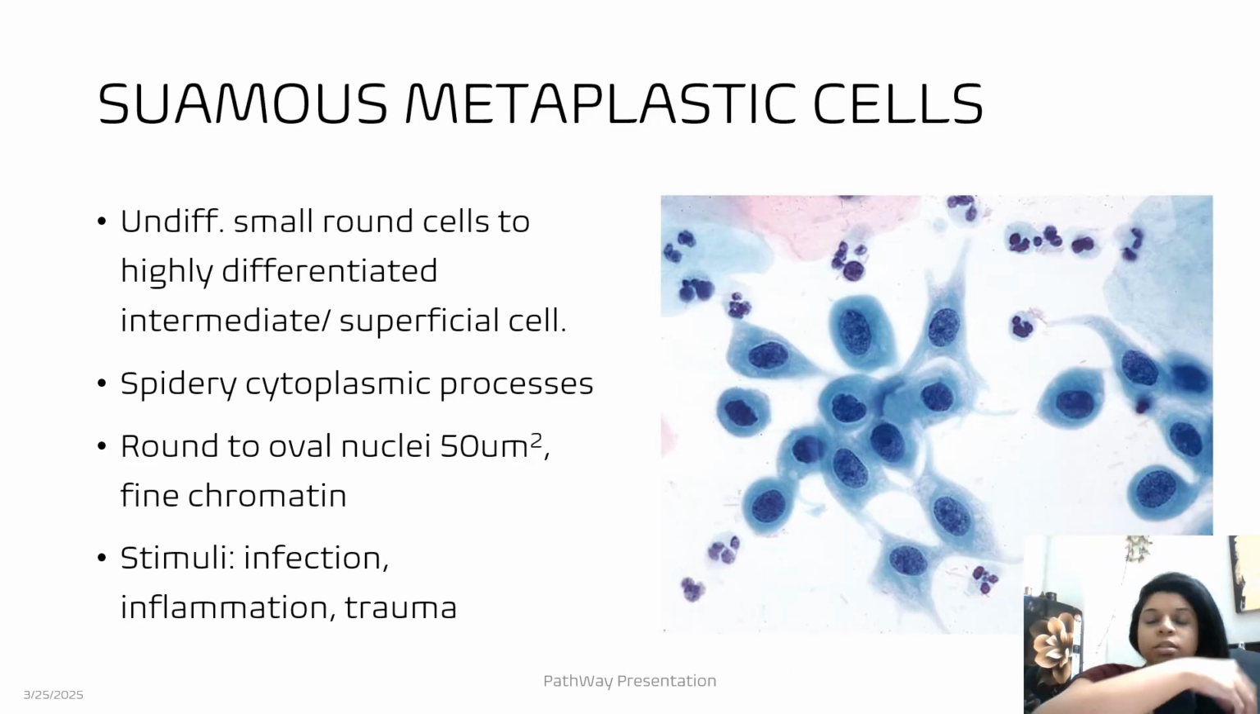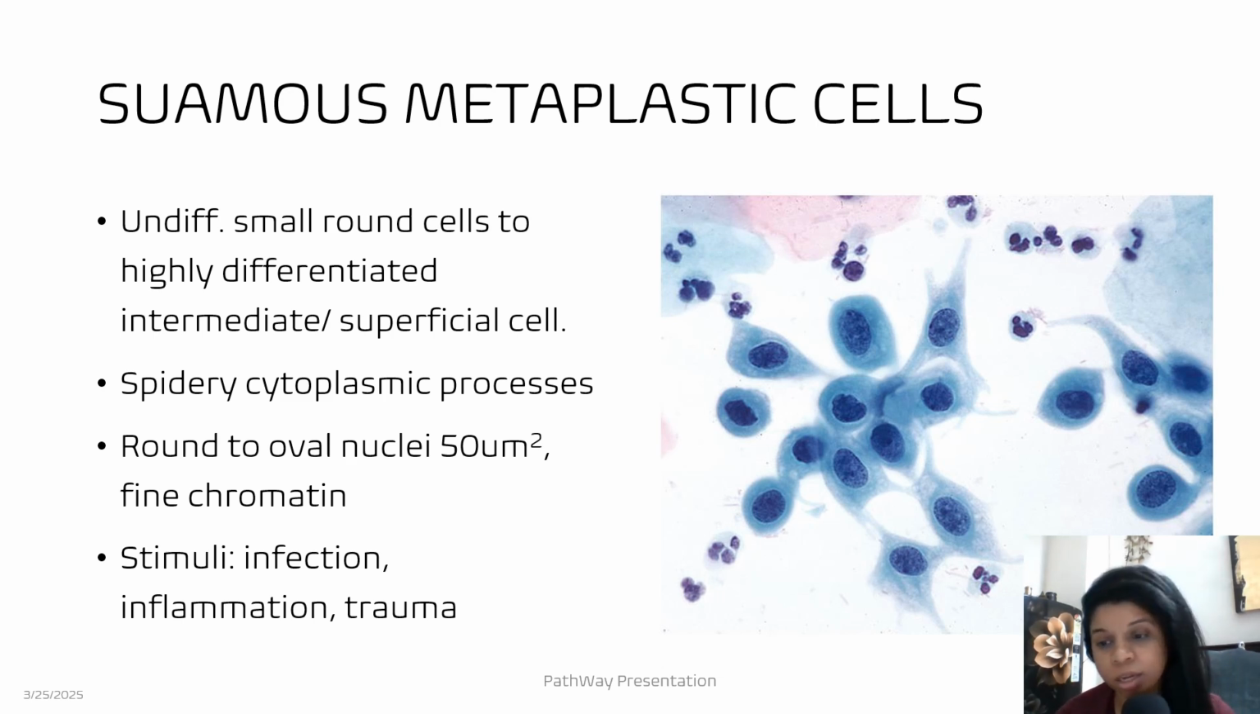Squamous metaplastic cells are the cells which make up the transformation zone component, along with endocervical cells. Squamous metaplastic cells can show a wide range of morphology. They can either be undifferentiated small round cells like this, to highly differentiated superficial or intermediate-like cells. There can be superficial or intermediate-like cells also with abundant cytoplasm and spidery cytoplasmic processes. If you get cytoplasmic processes very well and good, you're lucky. It's not always present that you can see cytoplasmic processes.